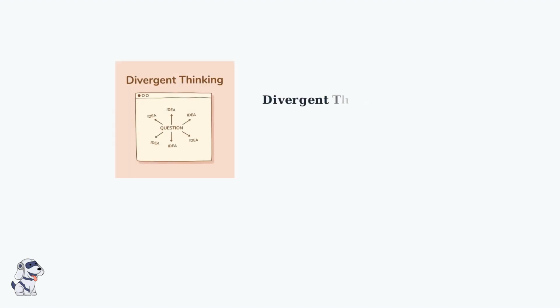The ideation stage is where creativity takes center stage. This is the phase where we generate a wide range of potential solutions to the problem we've defined. Ideation begins with divergent thinking. We start with our defined problem and generate as many ideas as possible. The key is quantity over quality at this stage.